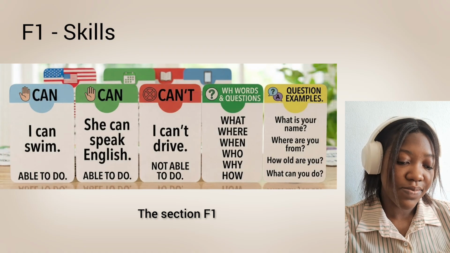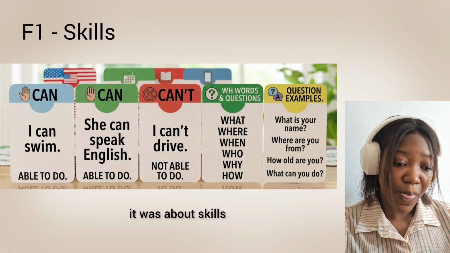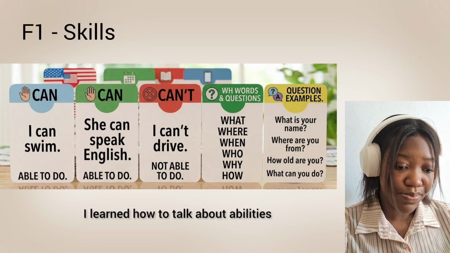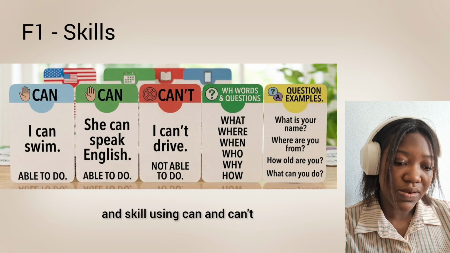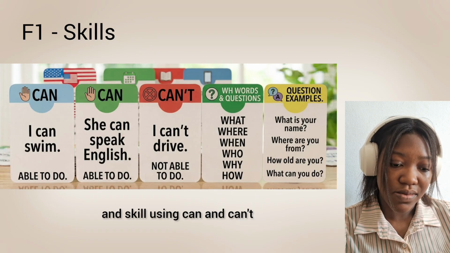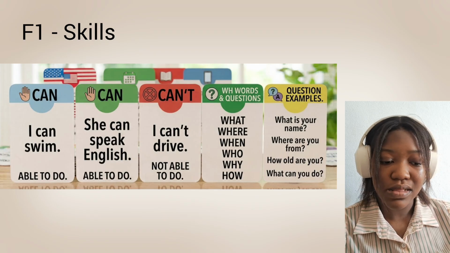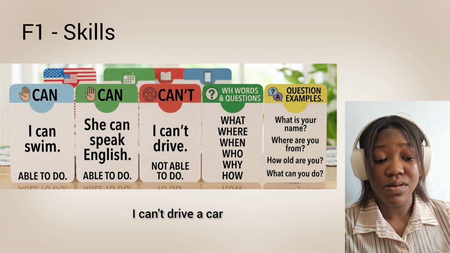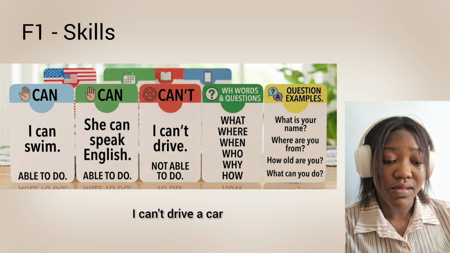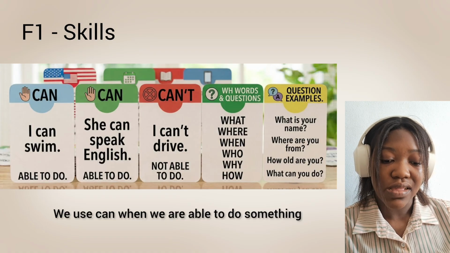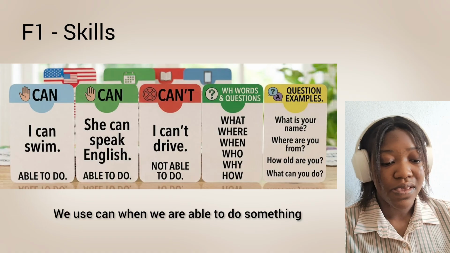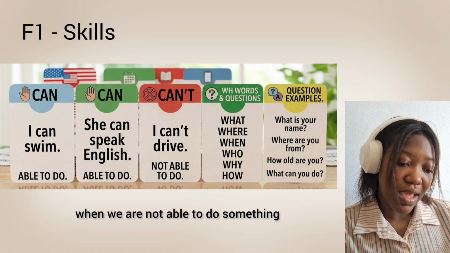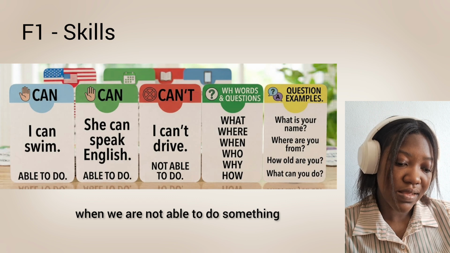Section F1 was about skills. In this section, I learned how to talk about abilities and skills using can and can't. For example, I can swim, she can speak English, I can't drive a car. We use can when we are able to do something and can't when we are not able to do something.